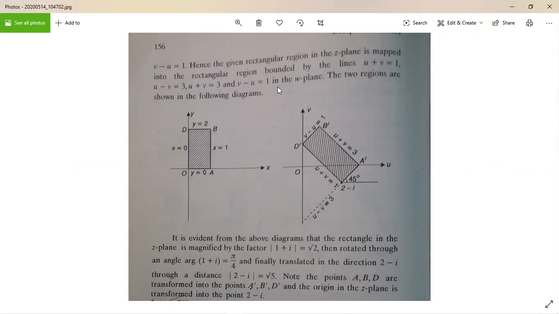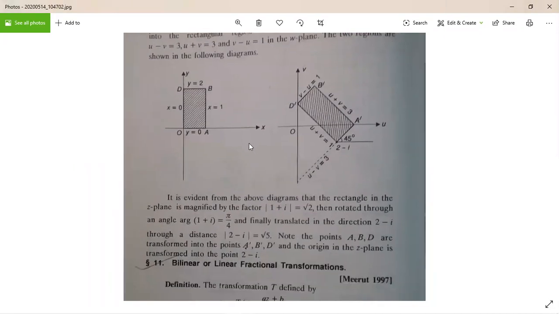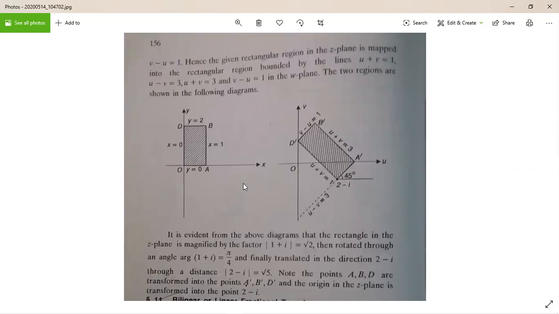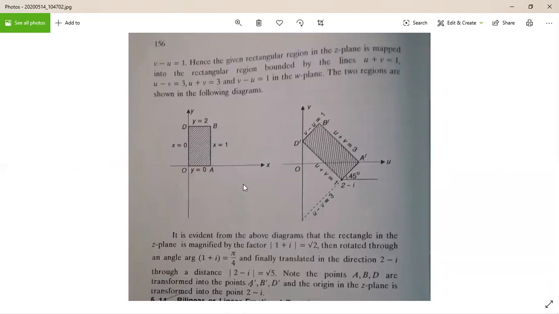The two regions are shown in the following diagram. The figure will be very easy. You can draw this figure easily with the help of this diagram.